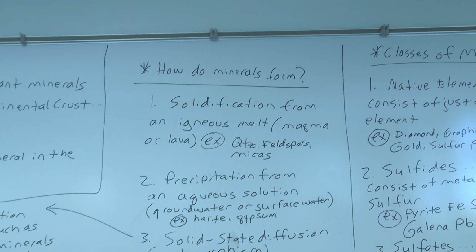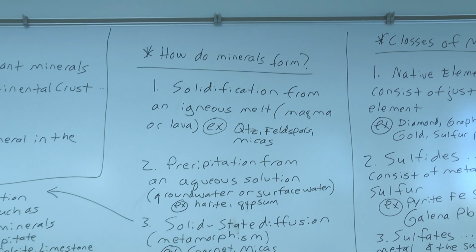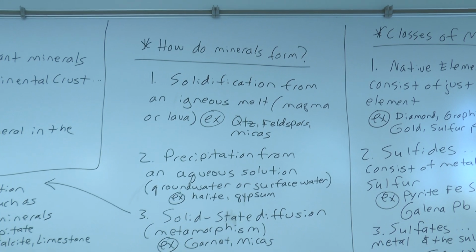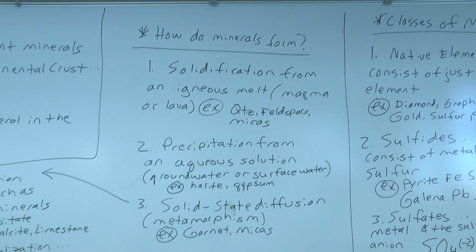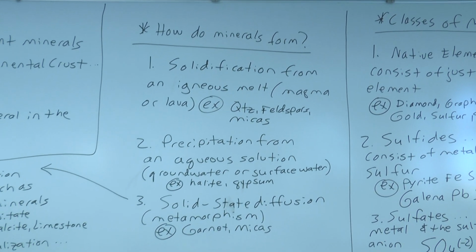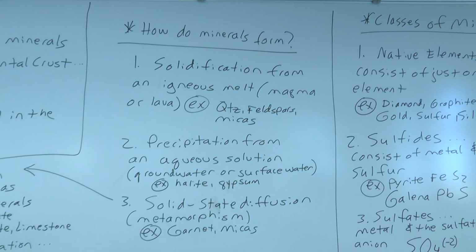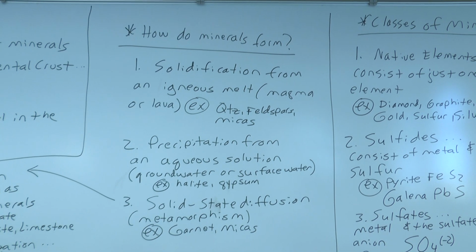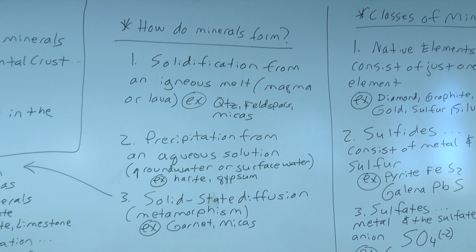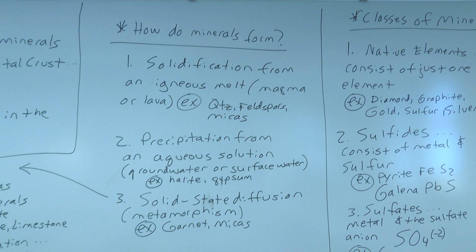So how do minerals form? One common way is solidification from an igneous melt. What do we mean by an igneous melt? Well, we mean, of course, magma and lava. Remember that magma is molten rock below ground and lava is molten rock at the surface. Examples of common minerals that will grow out of an igneous melt are things like quartz, feldspars, and micas.